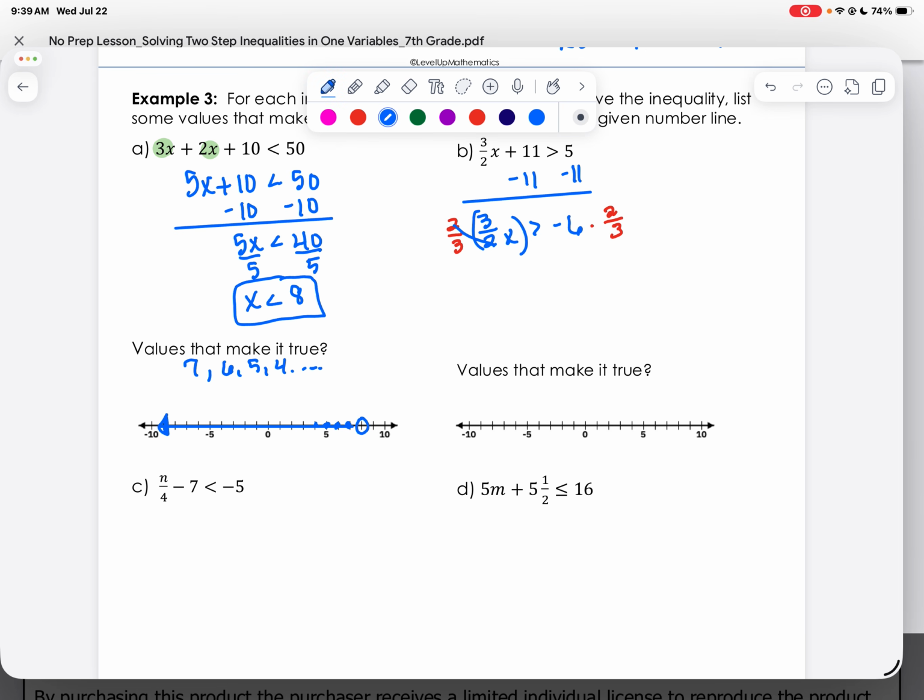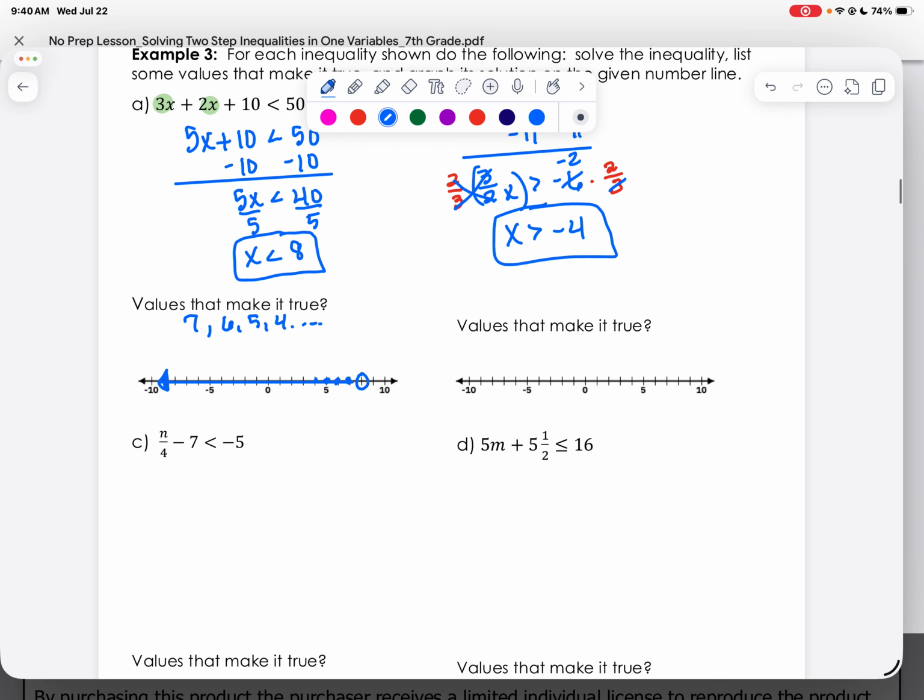So over here, this will cancel out and leave me x is greater than. Here, 3 will cancel out and go into negative 6. Excuse me, negative 2 times. And negative 2 times 2 is negative 4. So our solution is x is greater than negative 4. So I want, again, negative 4 is not included in the solution. So numbers that are bigger than negative 4, let's put an open circle at negative 4 real quick.